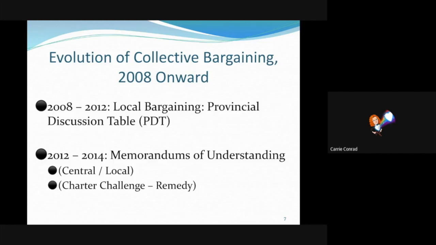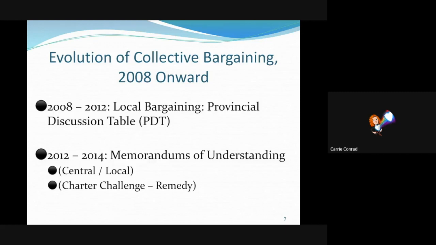In 2012, the collective agreement expired. During that round of bargaining, there were challenges between the provincial government from a funding perspective and school boards and unions. The provincial government at the time identified that they would be imposing collective agreements on all of the parties. That resulted in the establishment of memorandums of understanding, which applied for the 2012 through to 2014 years.